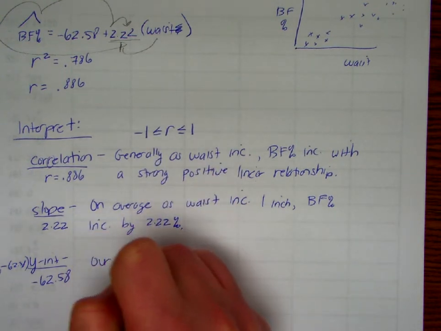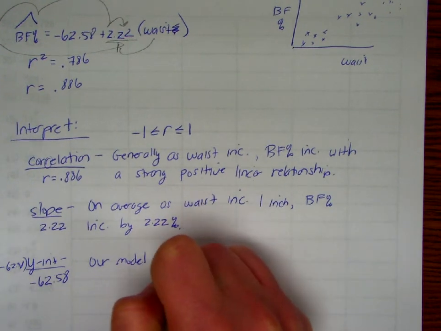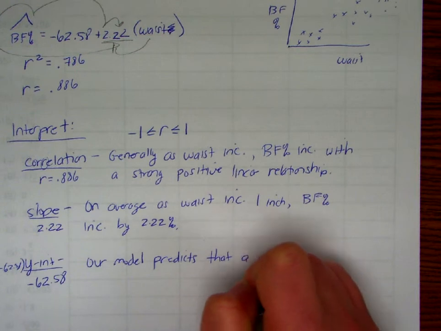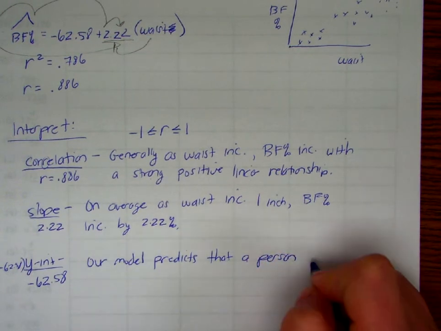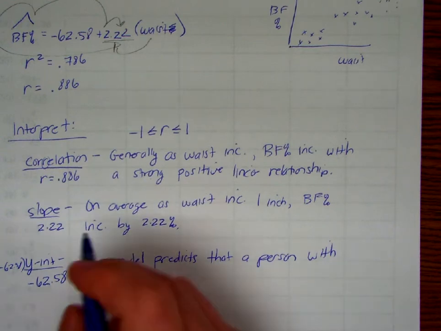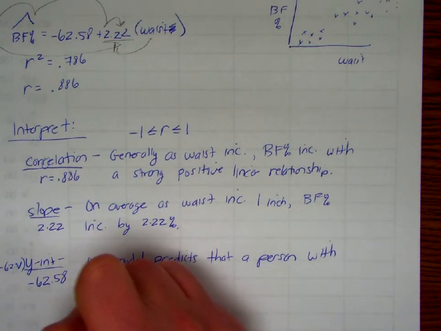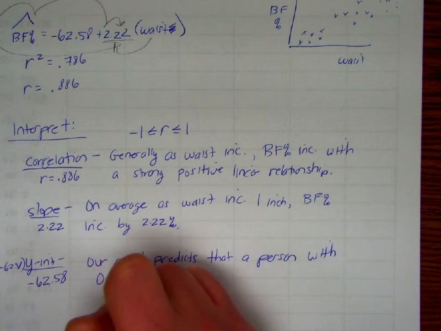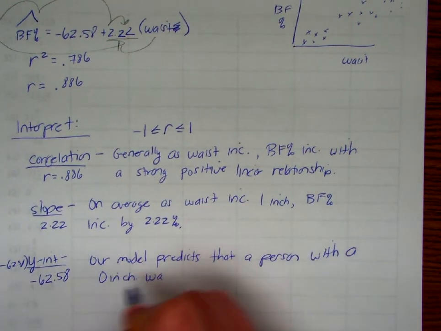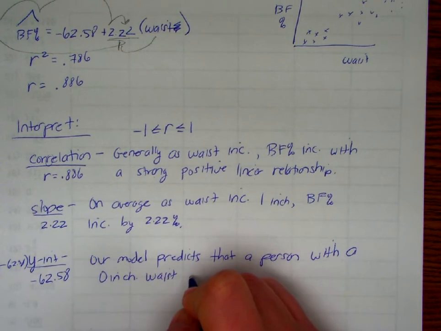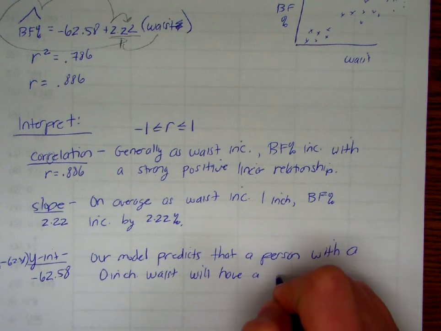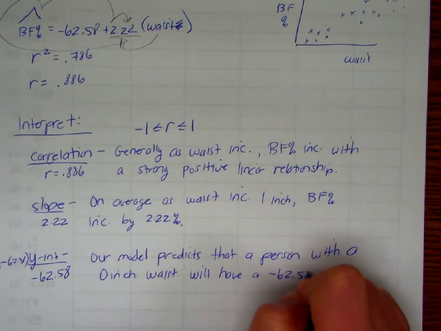Our model predicts that a person with a 0-inch waist will have a negative 62.58 percent body fat.